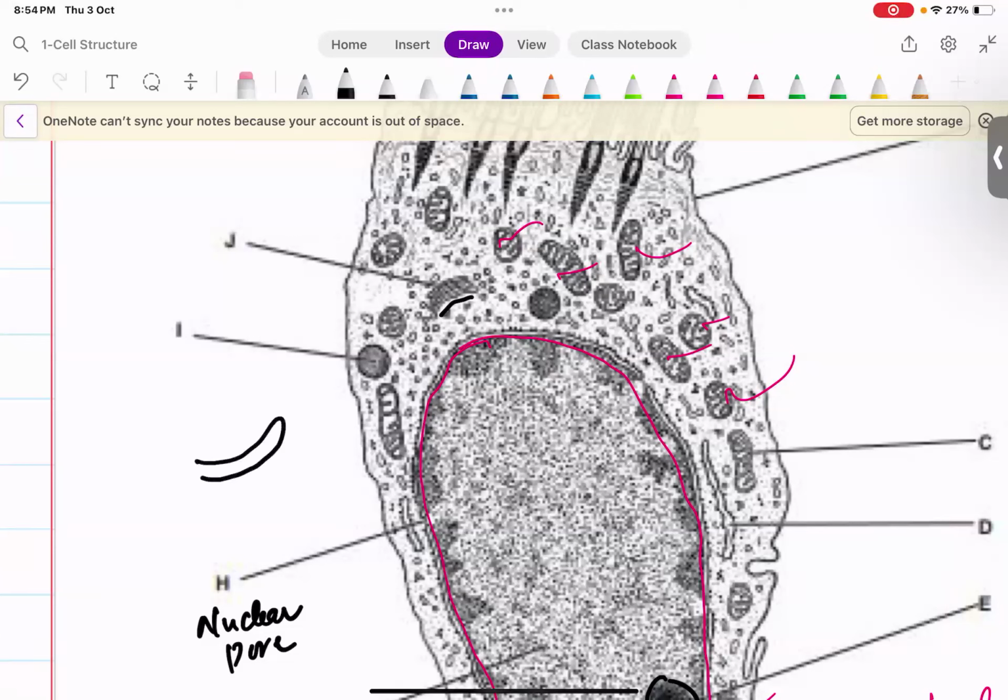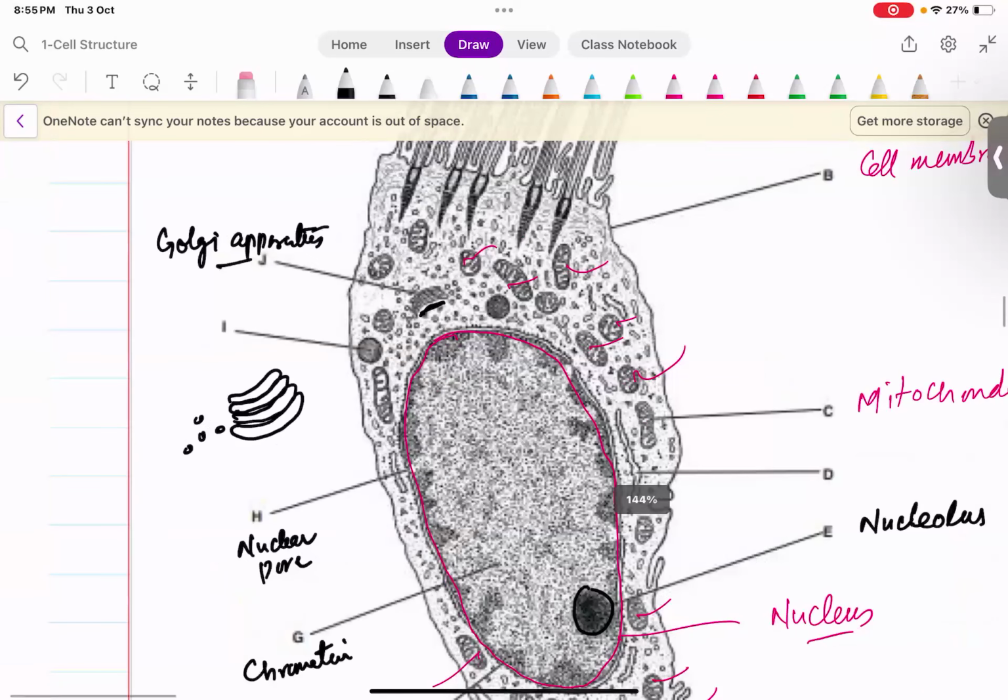These are flattened sacs called cisternae, which are stacked one above other. And generally, when we draw the structure of a Golgi body, the cisternae are clearly distinguished from each other, and they may have the lysosomes pinched off from the ends of these cisternae. Here, though it is difficult to identify, yes, this is the Golgi body or Golgi apparatus.